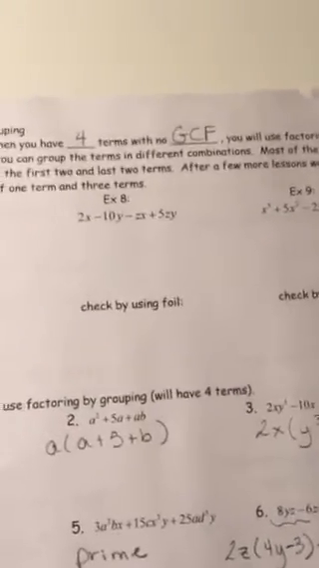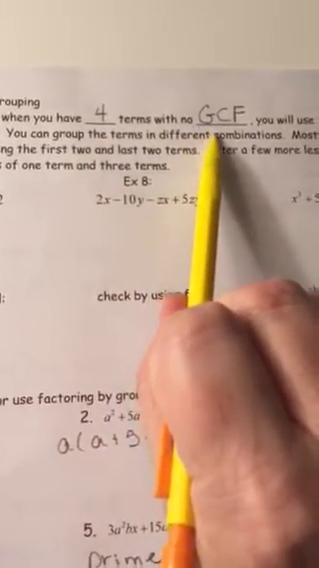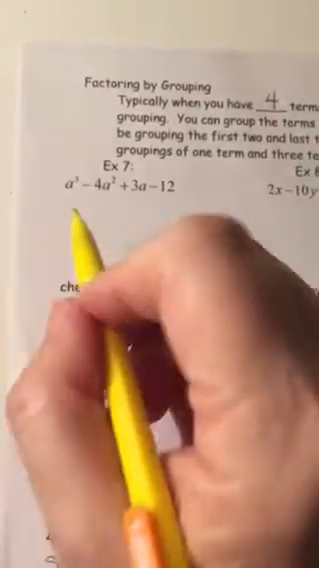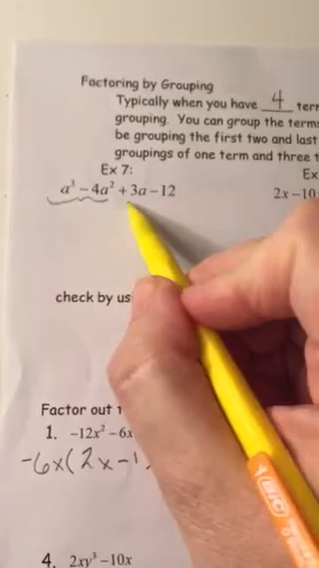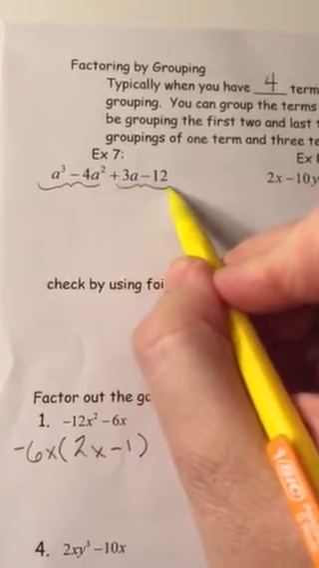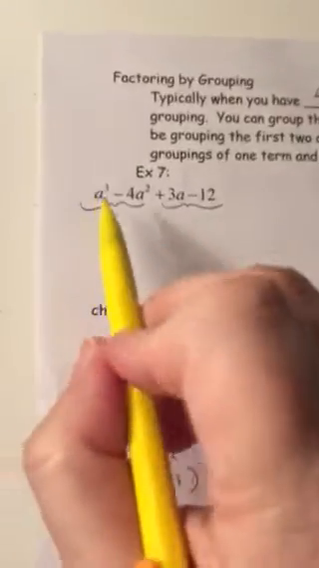Okay, so now we're going to work on, well, what happens if I have 4 terms and I have no GCF, such as this example? Well, I'm going to try to use factoring by grouping and group my first 2 terms together and group my last 2 terms together and do my GCF process like I did on the front.